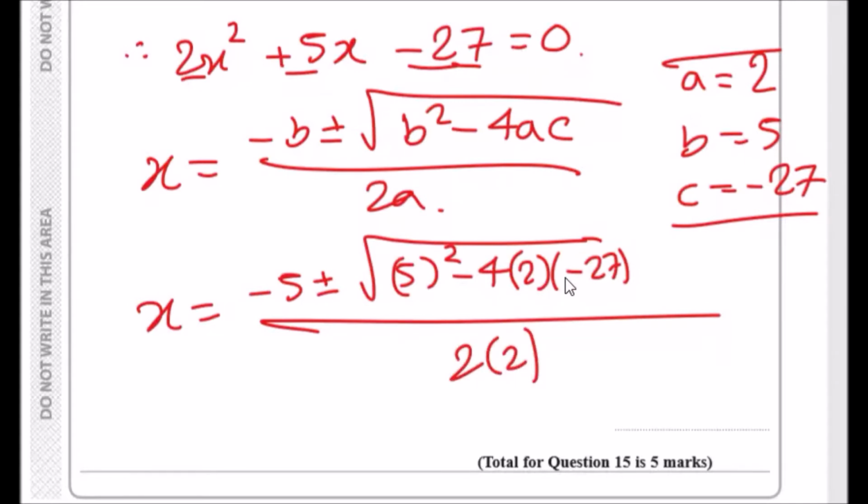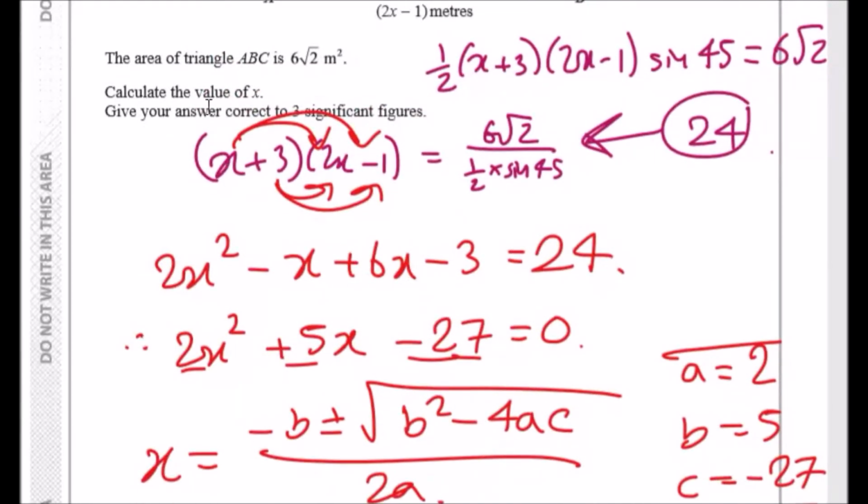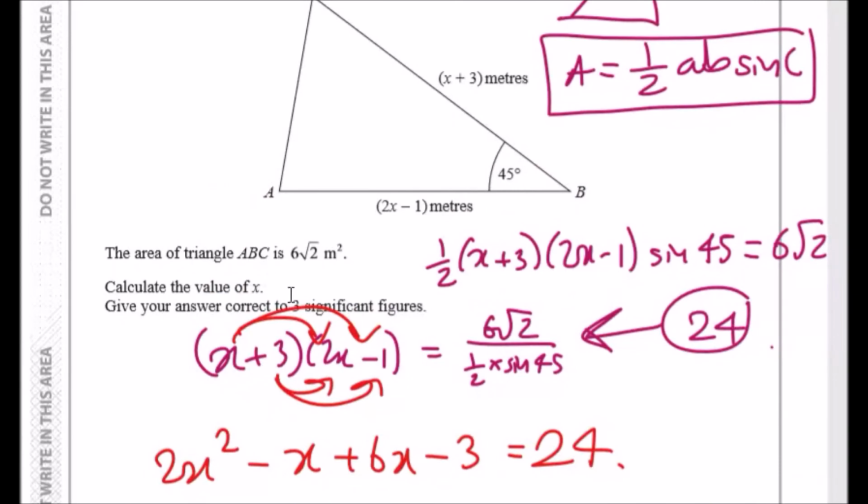So what do we have? So we got minus 5 plus. I'm also going to do this as well. So let's see what we all get. Minus 27 over 2 times 2. Okay, so my first answer, when I use the plus sign, I got 2.63. Let me just see what they want. Do they want 1 answer or 2? Correct value of x. Okay.